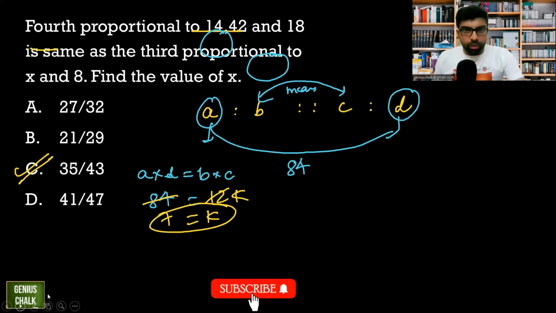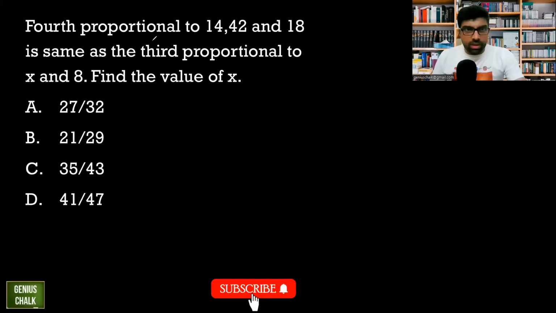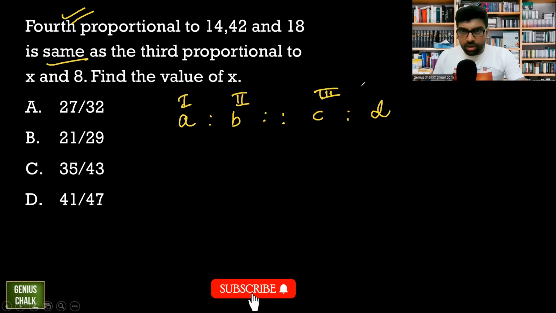A good important question. Next one, the fourth proportional to this is same as the third proportional to this and this. Find the value of X. We have done what is fourth proportional. Like we have written A is to B such that C is to D. And this is called first proportional. This is called second proportional. This is called third. And this is called fourth proportional.